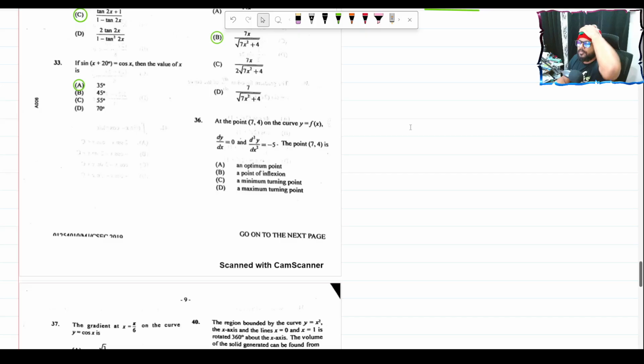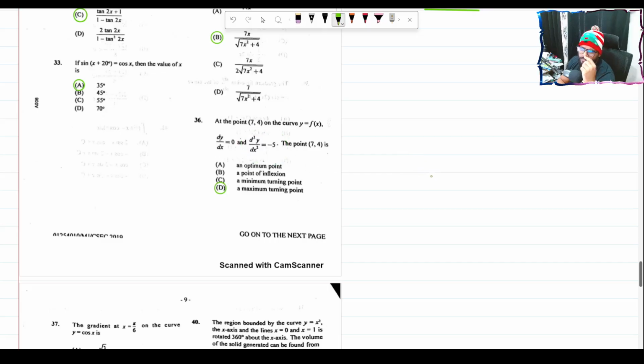At the point 7, 4 on the curve, dy dx is equal to 0, so that means we have a stationary point. The second derivative is -5. Given that this is -5, we have a maximum point.